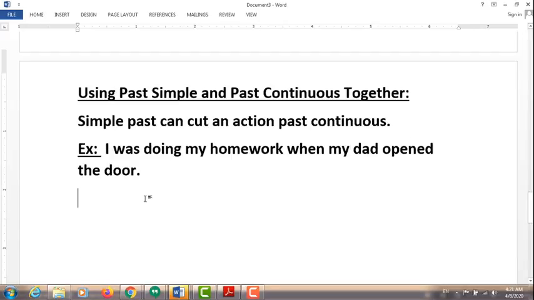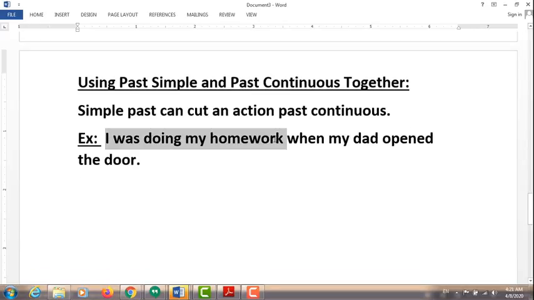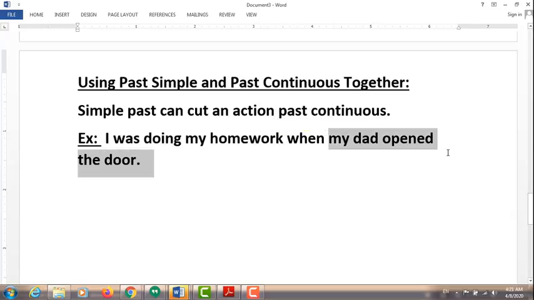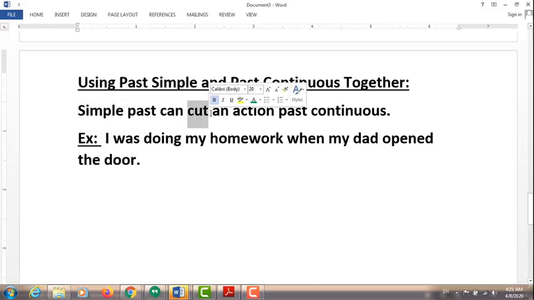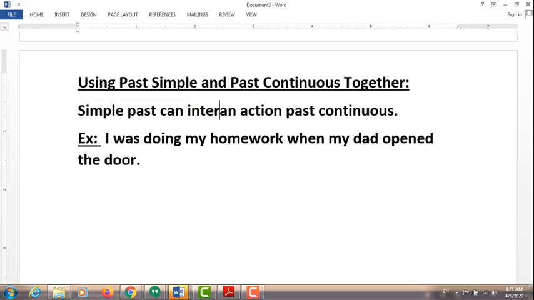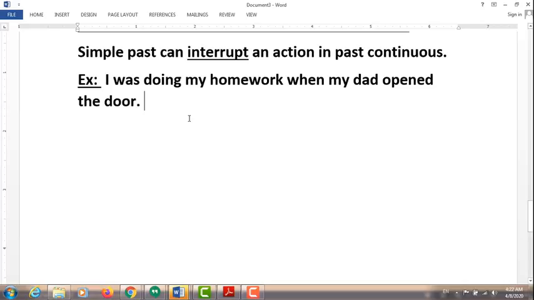Look at this one. This action was in progress in the past, and then what happened? So simple past, what did it do? It interrupted. So what I said, simple past can interrupt an action in past continuous. Okay, interrupt means to cut an action, to disturb an action in progress. Okay, next example.